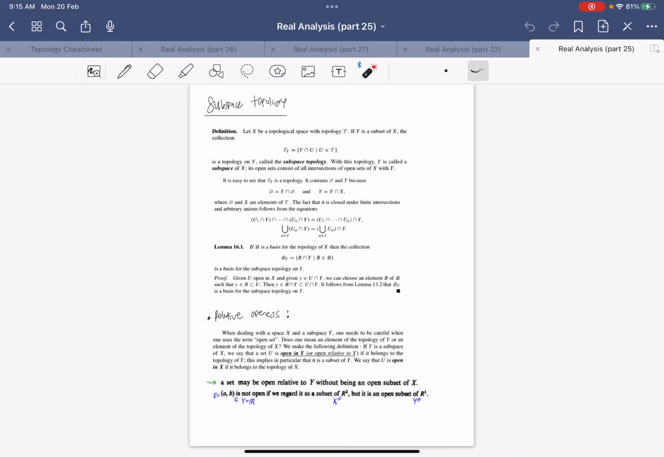Hi, in this video, I'll continue our journey into basic topology, where today we'll talk more about the different types of topologies that are common. So we have already seen some common topologies that are quite basic, such as the discrete one, or the trivial one, or even the metric space topology, but that's not so trivial. And now we want to talk about this thing known as the subspace topology.